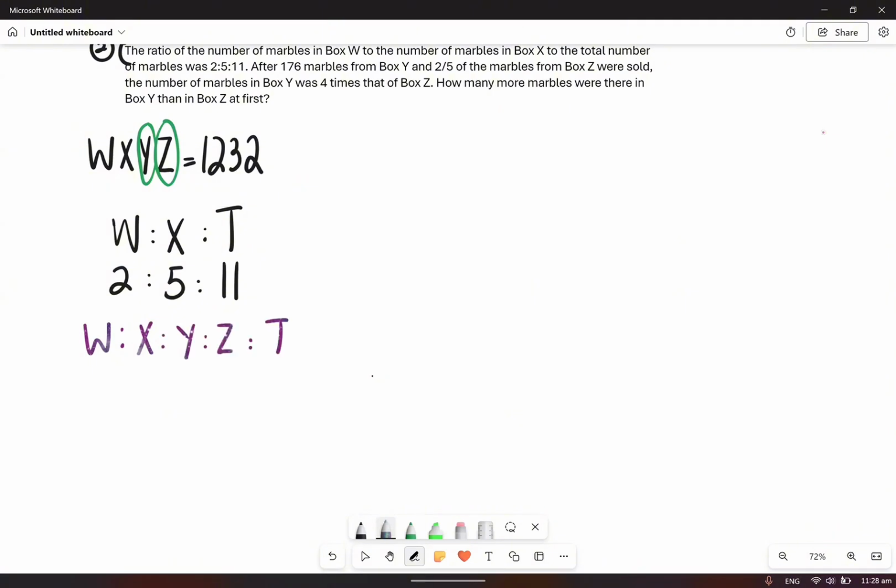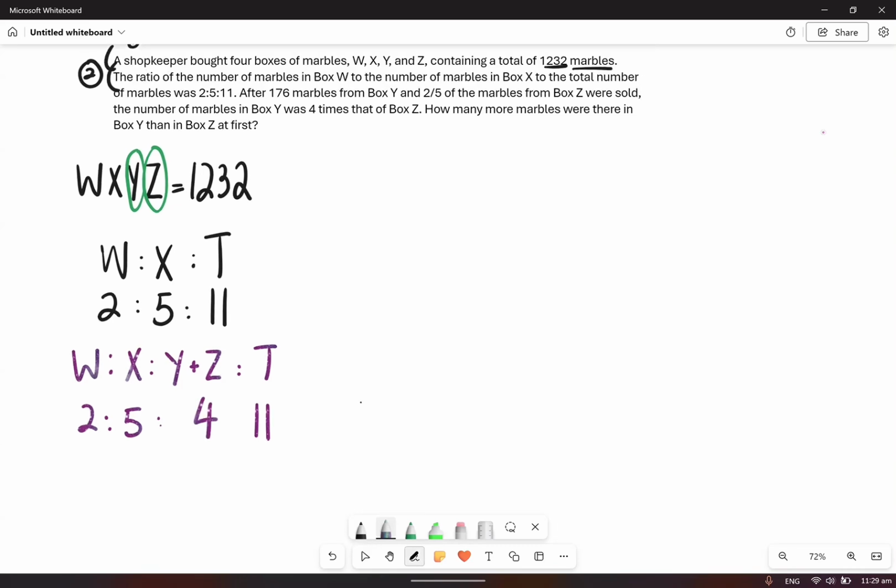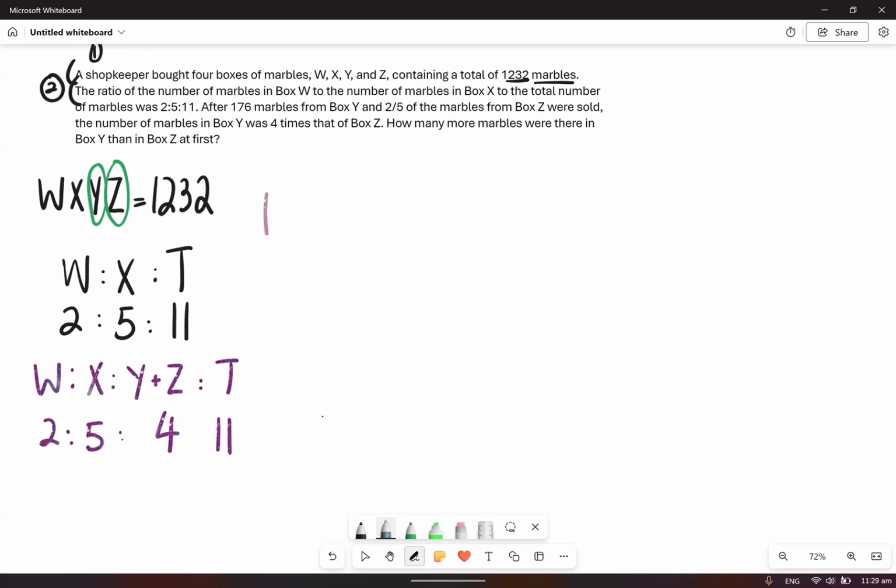Okay, we know that the total has to be 11. We know that this is 2:5. That means I don't know the individual for Y and Z, but I know for sure that it can be 11 minus 5 minus 2. Let me say that again, 11 minus 5 minus 2. That gives me 4 units. So the total for Y and Z is 4 units.